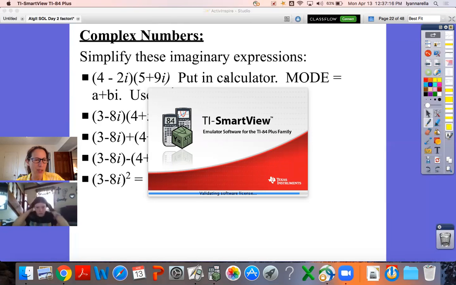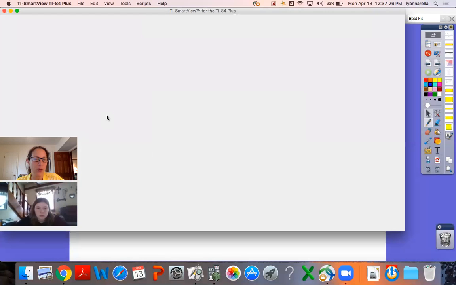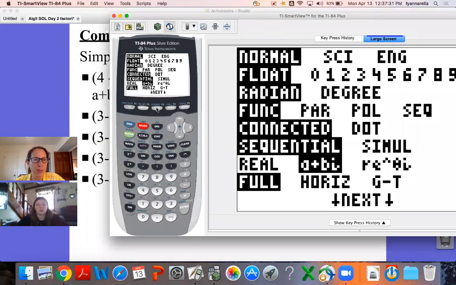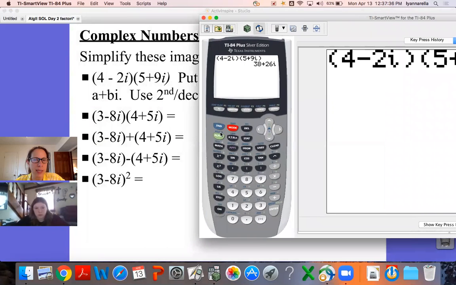Do you remember way back in chapter 4, I said the only thing that Desmos doesn't do is imaginary numbers? Mm-hmm. Well, I think they're working on it. But for now, we can use the TI-84s. You first want to go to your mode and make sure that you're in A plus Bi, and it looks like I am. And then you can just use the second decimal key to get that i. So if I were doing the first one, I would say 4 minus 2, and then second decimal to get that i, close that, and then 5 plus 9, second decimal i. And it does all the work for us.